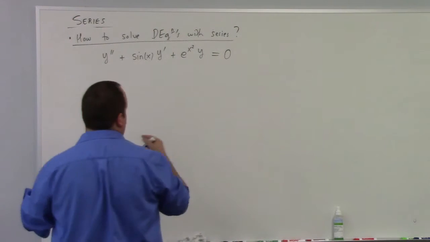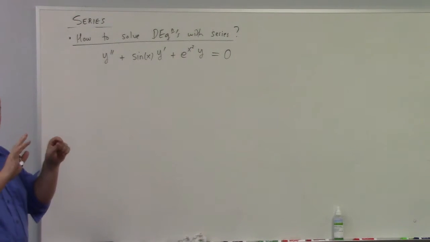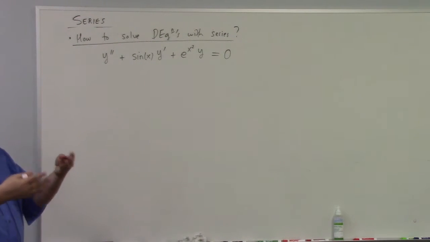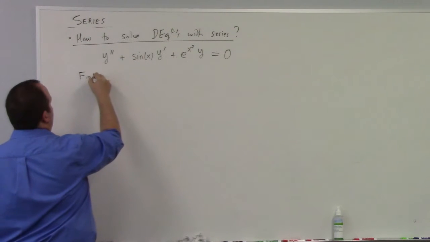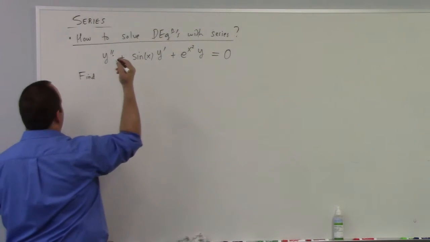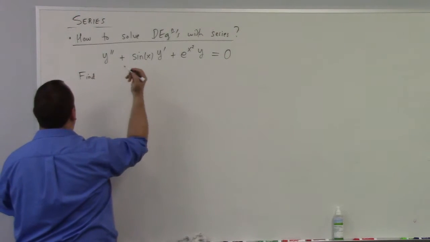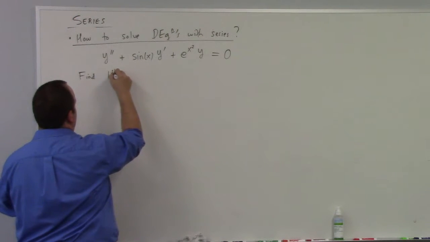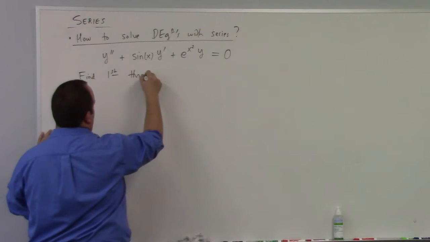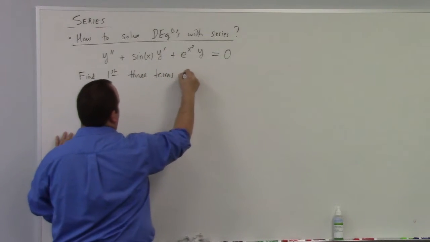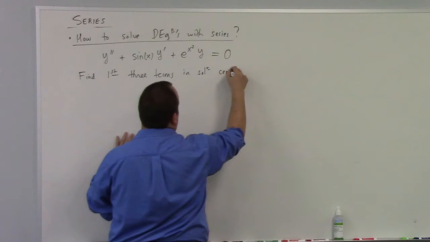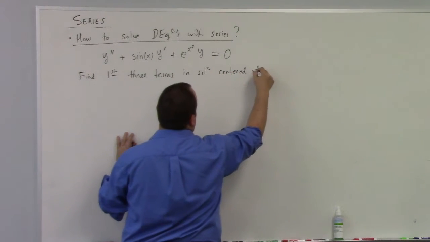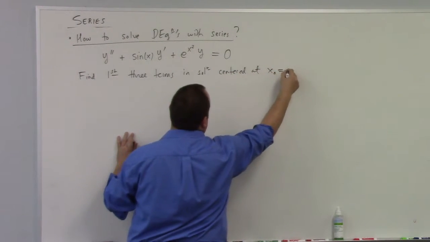No? Okay, let's find the first, let's say 3 non-trivial terms in the power series solution to this centered at 0. This is an awful example to start with, but I already wrote it down, so I have to do it now. I've committed to it. Find the first 3 terms in the solution centered at x naught equal to 0.